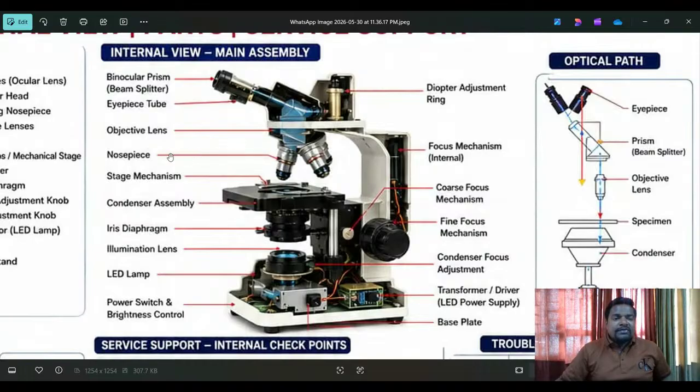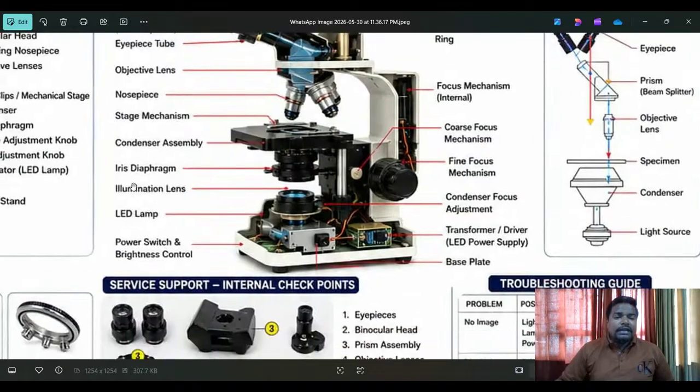See here, I'm giving an arrow mark and showing using my mouse. It looks like a monitor locator. The stage mechanism. See here, the condenser assembly. This one is called the condenser. I'm saying this because you have to know the technical parts of medical equipment as a professional biomedical engineer. Then the iris diaphragm, which I'm showing very clearly, and the illumination lens. This is the illumination lens, and the LED lamp will be inside there.